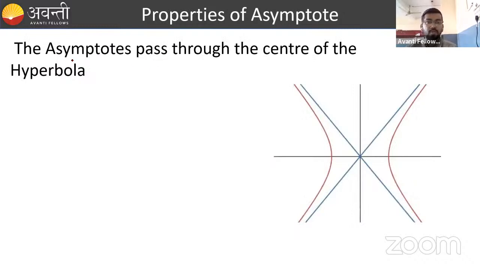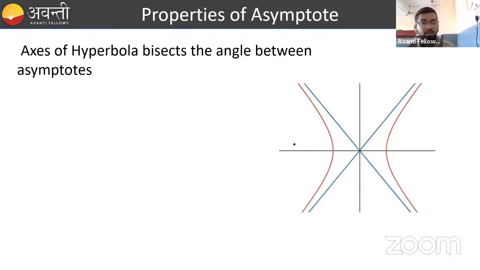Another property of the asymptote is that the asymptotes pass through the center of the hyperbola. The asymptotes always pass through the center of the hyperbola. For the standard hyperbola, they will pass through the origin because the origin is the center of the hyperbola. These are the properties of asymptotes.